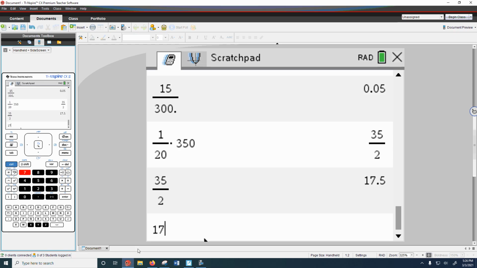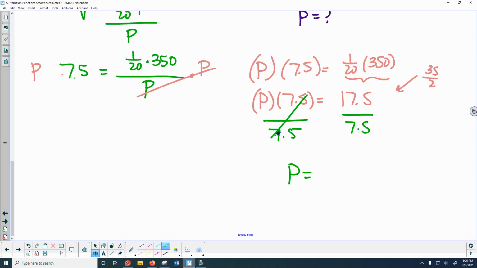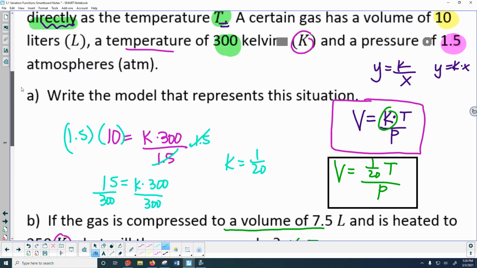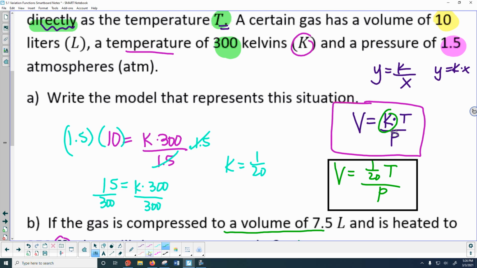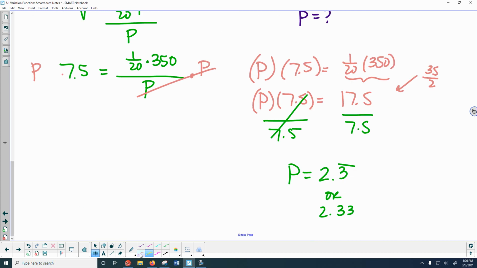All right, so 17.5, you can retype or just have your calculator do that for you, divided by 7.5. And we get 2.33333, 2.3 repeating. So exactly it's 2.3 repeating. Probably you'll have it rounded, like say 2 decimals, so 2.33. And what is my unit for pressure? Well, I have to go way back up to the beginning where they first said pressure. A pressure of 1.5 is measured in atmospheres, so you can abbreviate it as ATM, and that is our unit. Atmosphere is how this is measured.